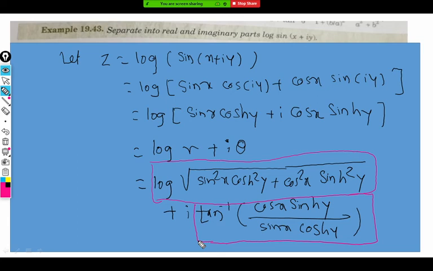Is it clear? Sir, z is equal to log r plus i theta is the formula, no sir? Yes, z is equal to log r plus i theta is the formula. This is the formula for logarithm. Okay, sir.